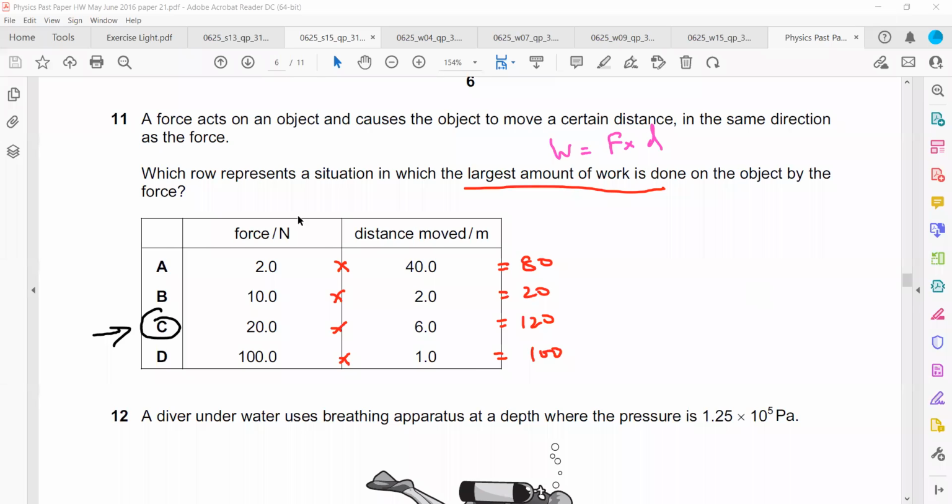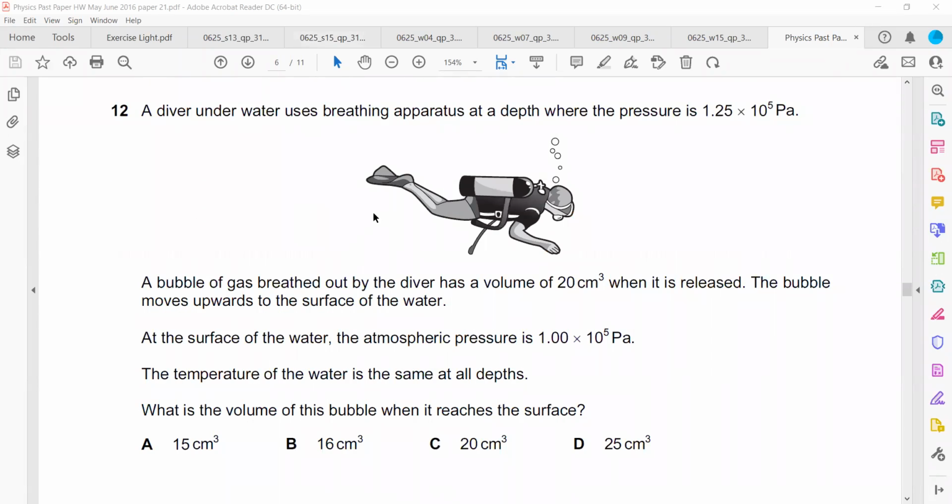The next question: a diver is there who is underwater using a breathing apparatus. The pressure is 1.25 pascal. So he's releasing these air bubbles, and the pressure on the bubbles is 1.25 into 10 to the power 5 pascal. A bubble of gas, breathed out from the diver, has a volume of 20 cm cube.